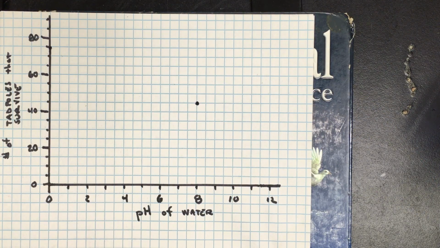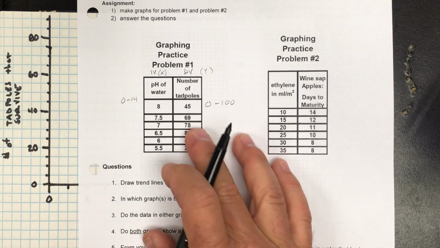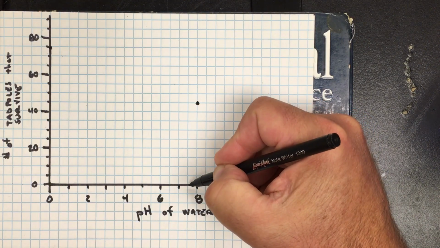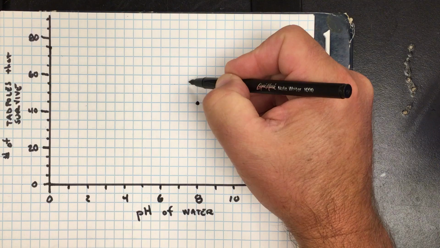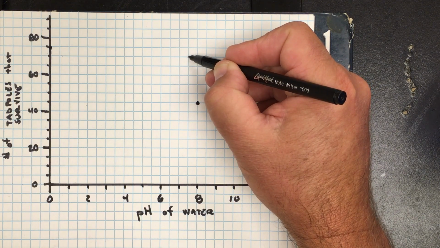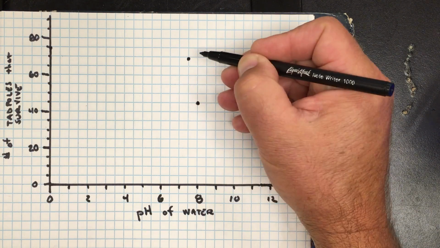All right. The next point is at 7.5. I have 69. So at 7.5, here's 7.5. It's one line to the left, and I'm going all the way up to 60, 65. This line would be 70, so just below that line would be 69.